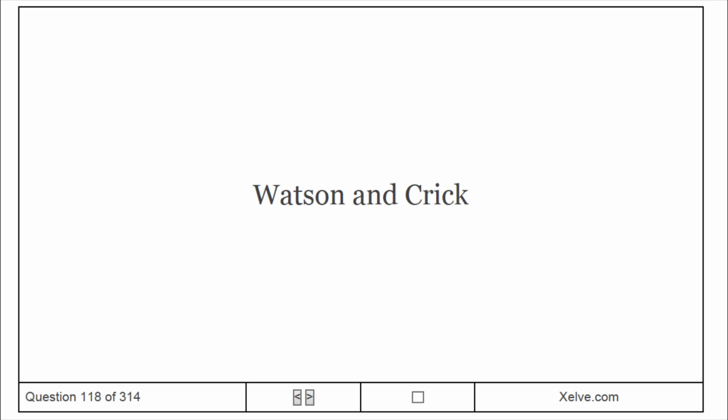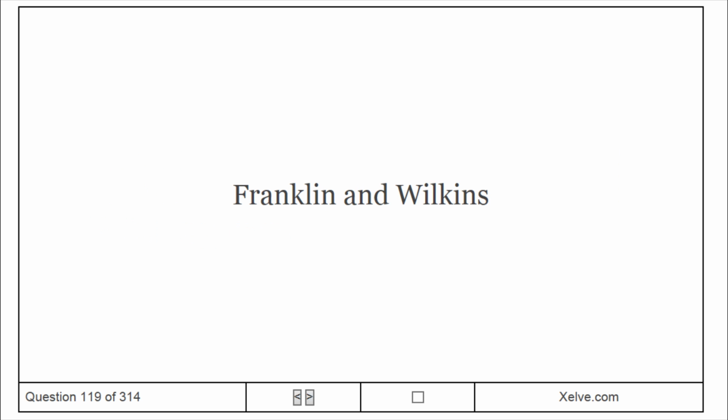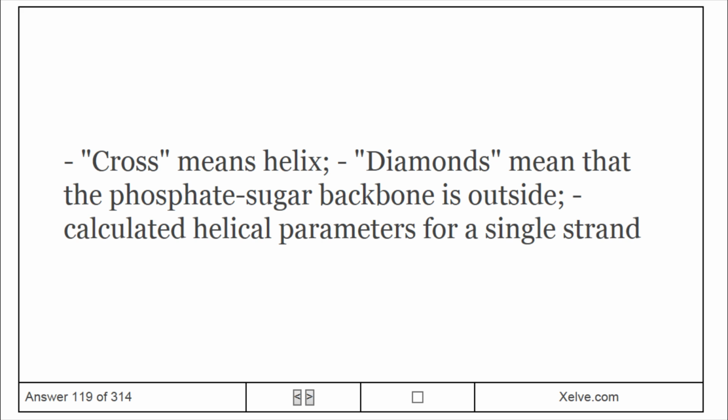Watson and Crick: the missing layer means an alternating pattern, with hydrogen bonding, A pairs with T, G pairs with C. Franklin and Wilkins: the cross means helix, the diamonds mean that the phosphate-sugar backbone is outside, and they calculated helical parameters for a single strand.